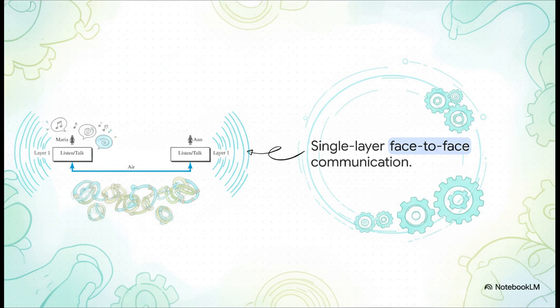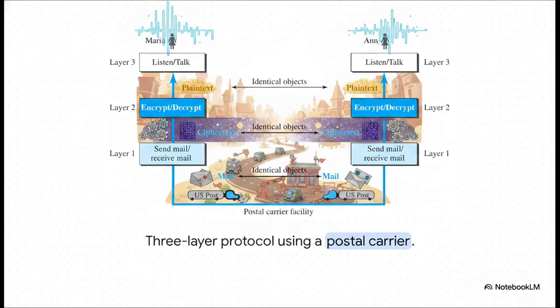It includes basic social rules too, like greeting each other or taking turns speaking so they aren't just shouting over one another. And the physical medium carrying the signal? That's just the air between them. It's incredibly simple. And because they're right next to each other, a single layer is literally all they need to communicate effectively. But what happens when we move them apart? Well, when distance is introduced, a single layer just doesn't cut it anymore. The tasks have to be divided into 3 distinct layers to manage the new complexity.